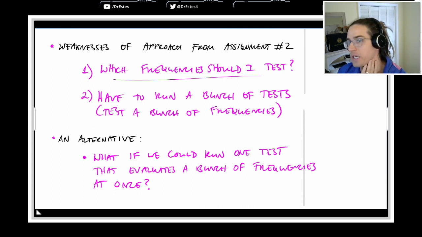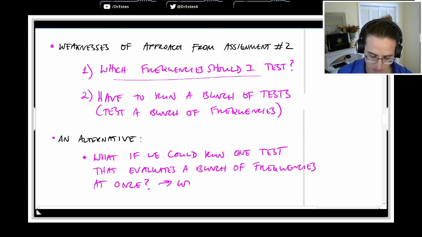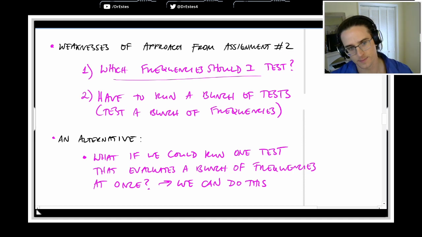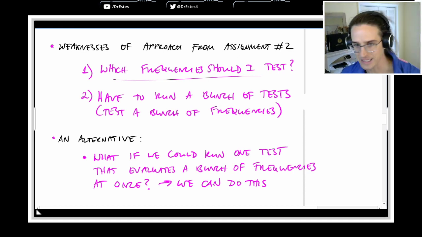So this would be the dream, right? What if I could just run one test that runs through a bunch of different frequencies and gives me all the information I need? And the beautiful thing is we can do this. It is possible. And that's the technique we're going to show you in Lab 3. Okay.